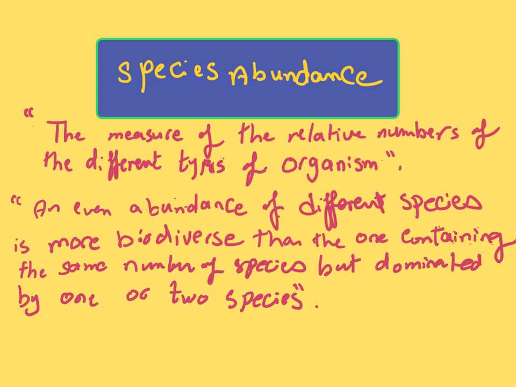Another term here, species abundance. What is species abundance? Species abundance is a measure of the relative number of different types of organisms. An even abundance of different species is more biodiverse than one containing the same number of species but dominated by 1 or 2 species. Let's take an example to understand it more.